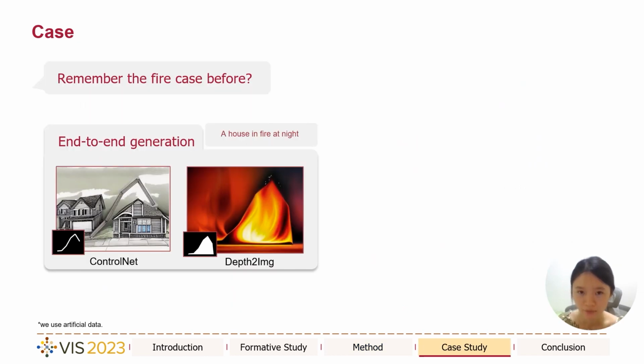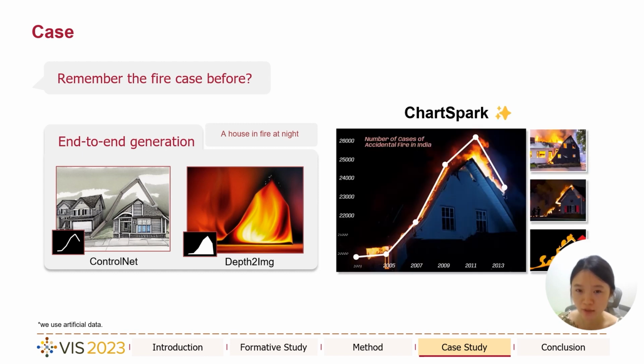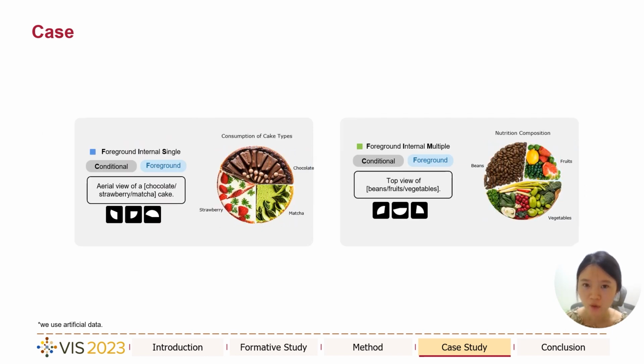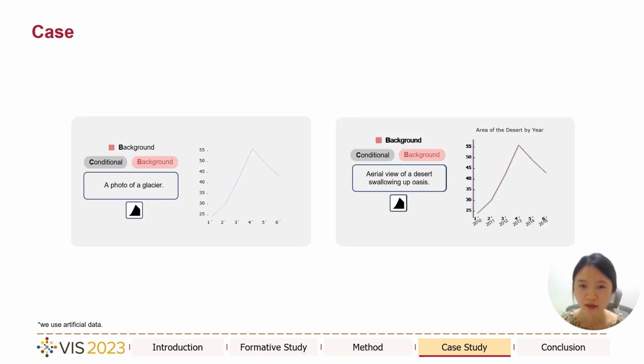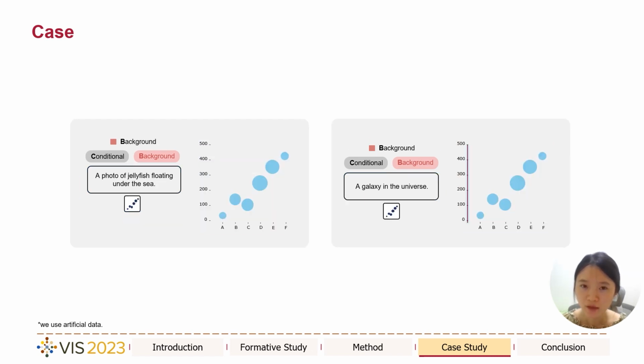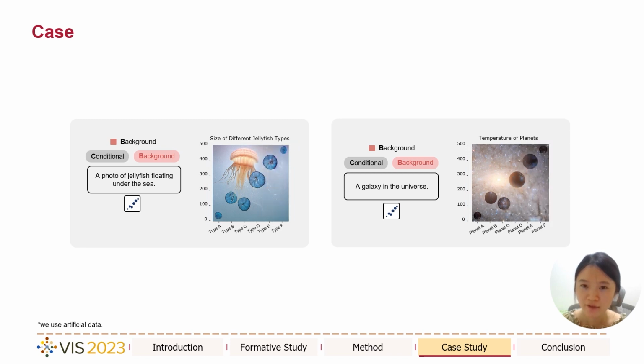Do you remember the failure case before? Now, ChartSpark can easily achieve a more controlled generation to seamlessly embed the data into images. With ChartSpark, you can know which type of cake your girlfriend prefers. You can alarm your audience with global warming and desertification. Furthermore, you can gain an appreciation for the depths of the oceans and the vastness of the universe.